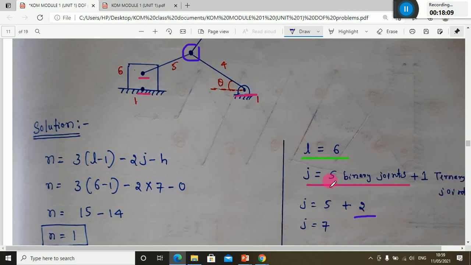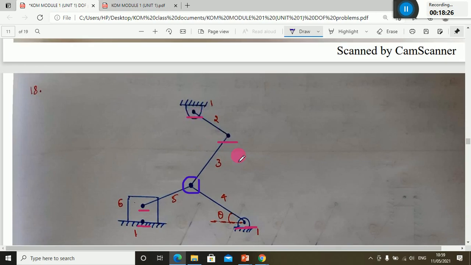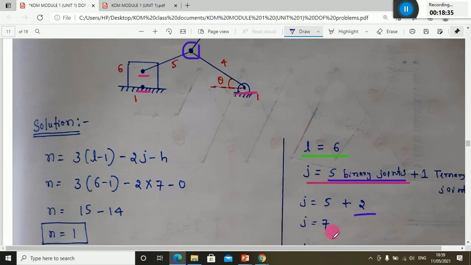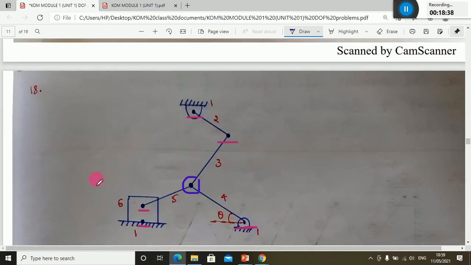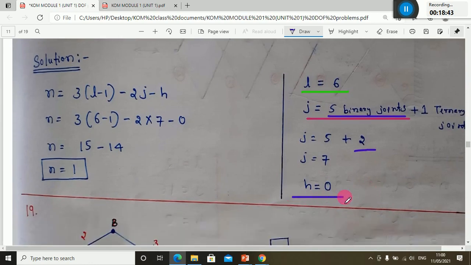So this includes both binary joints as well as the number of lower pairs. Just remember that. There are 4 binary joints and one sliding pair, which is a lower pair, and the lower pair also comes in here itself. So 5 plus 2 is 7. Since there is no point contact between any kinematic links, H is 0. So we get N as 1, degrees of freedom as 1.